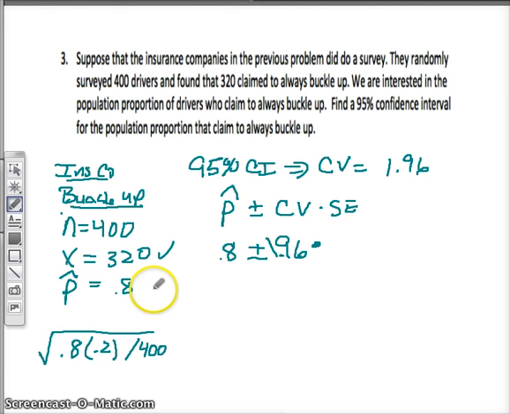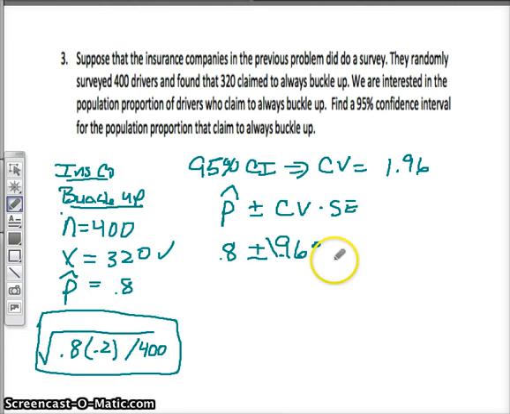Don't forget, you have to find your standard error of the mean. You're going to use that little formula, and that happens to be 0.02. So if we put this in our calculator, I'm going to go 0.8 minus 1.96 times 0.02, and I get 0.761. Then I'm going to do 0.8 plus 1.96 times 0.02, and I should get 0.839.